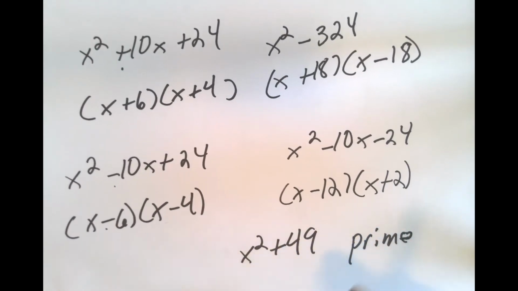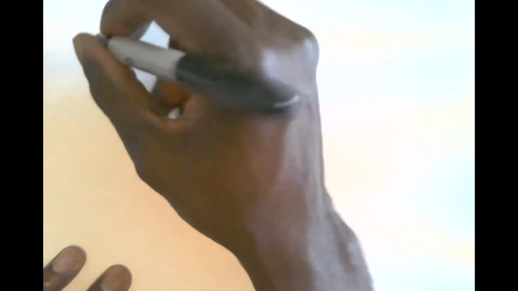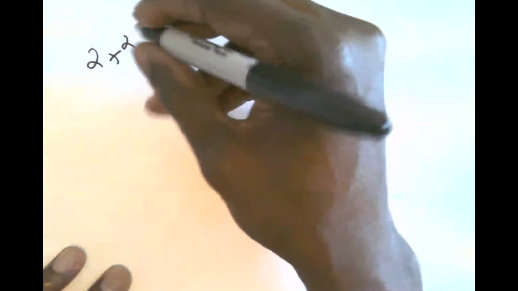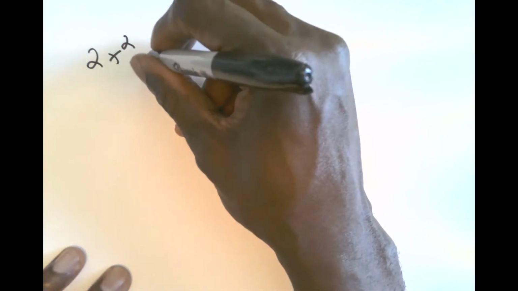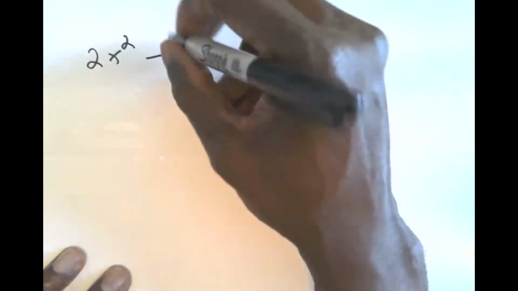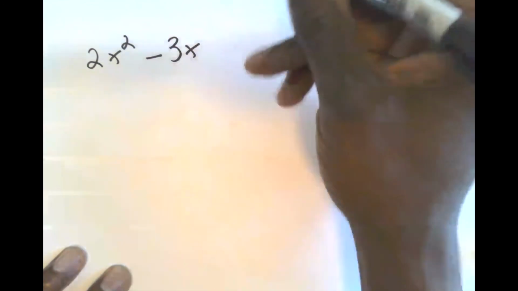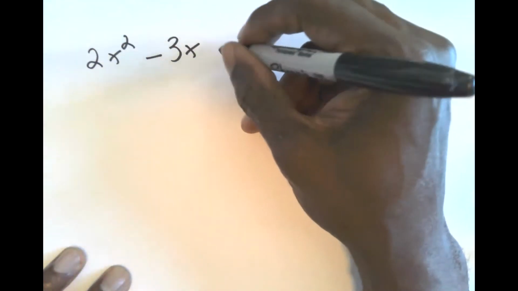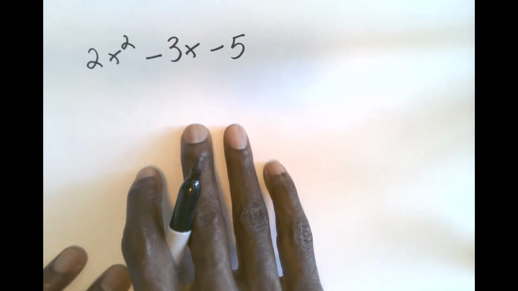Now, the problems that do are going to be problems where there's a coefficient in front of x squared. So a problem like, let's say, 2x squared minus 3x minus 5. All right, so say we want to factor something like that: 2x squared minus 3x minus 5.